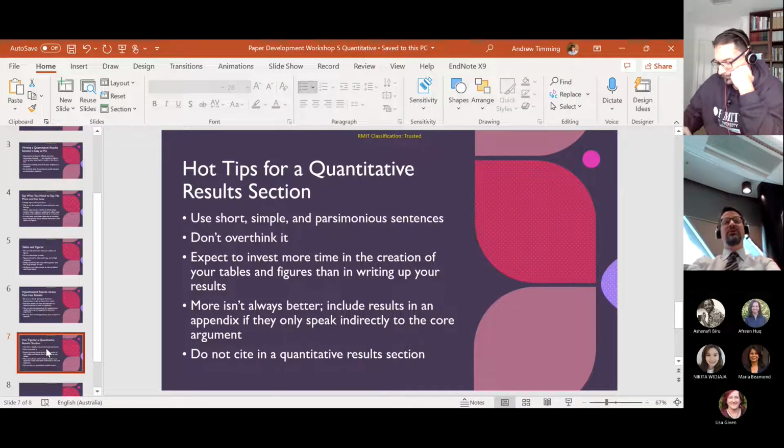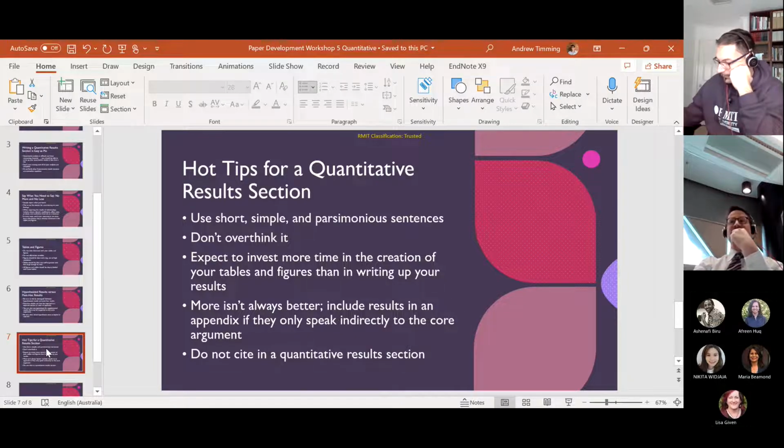As I've alluded to before, you can probably expect to invest more time in the creation of your tables and figures than the actual writing up of your results section. The narrative writing up, as I said before, should take you a day or even less than a day, maybe even a couple of hours. Having said that, it may take you a day or two, or maybe even three, depending on the extent of your analyses, to create your figures and tables and to make them look, as I said, pretty and concise and value adding.